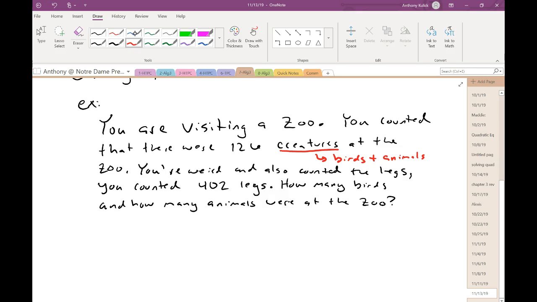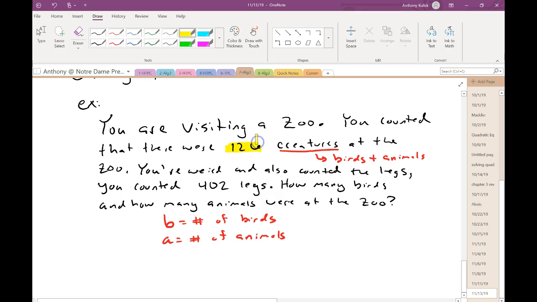So the first thing we should do is create a variable name. Let's use the letter B to be the number of birds, and I'll use the letter A to represent the number of animals. We're going to write a system of two equations here. So we're given two pieces of information, right? You have 126 creatures that you saw. So what equation can I write to represent that?